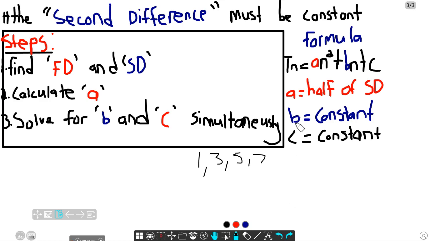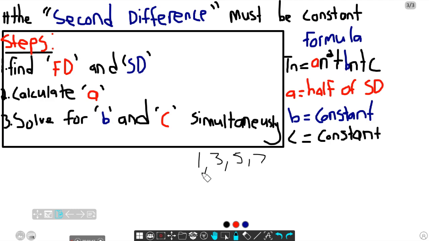And then b is a constant number, right? C is a constant number. So you're gonna go to the steps. These are the steps that you need to follow, and trust me guys, before you do any quadratic, and I mean any quadratic equation question, a number pattern, if you know the steps, before you do anything, you must think to yourself: first step, I find FD and SD. Second step, I calculate my A. Third step, I solve for B and C simultaneously, right?